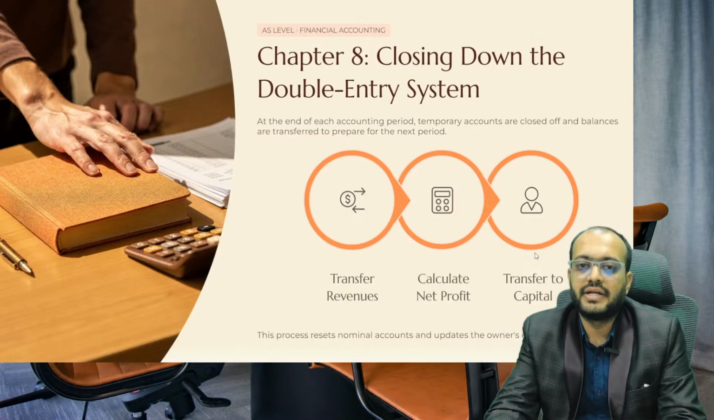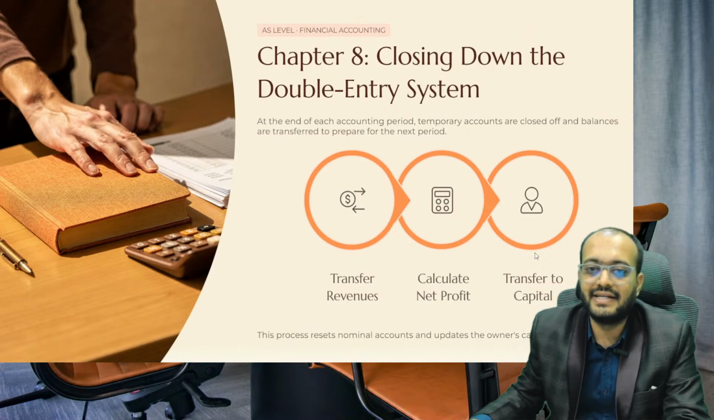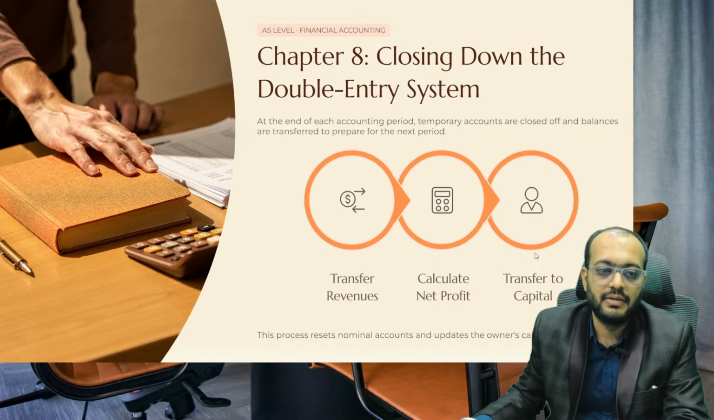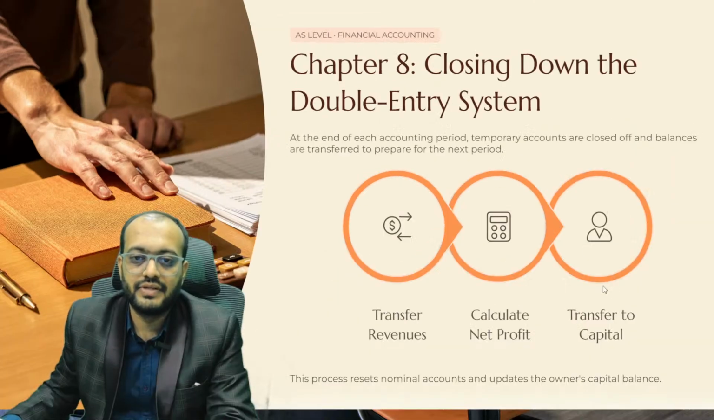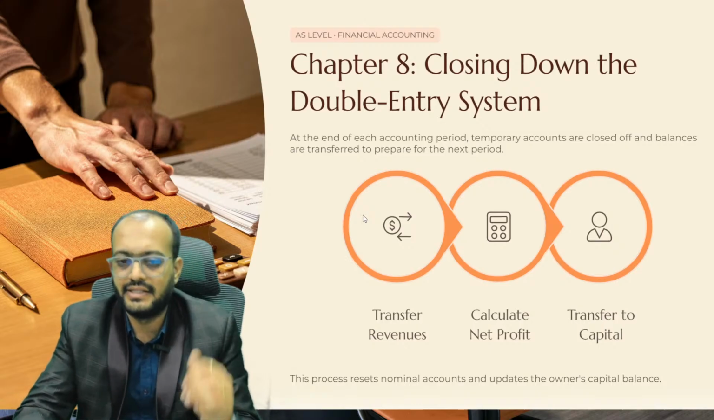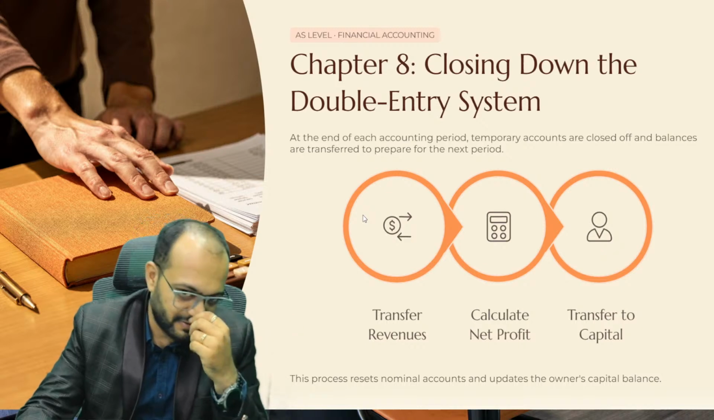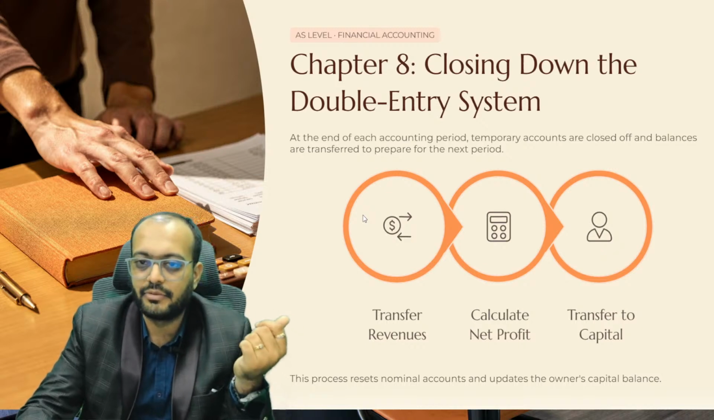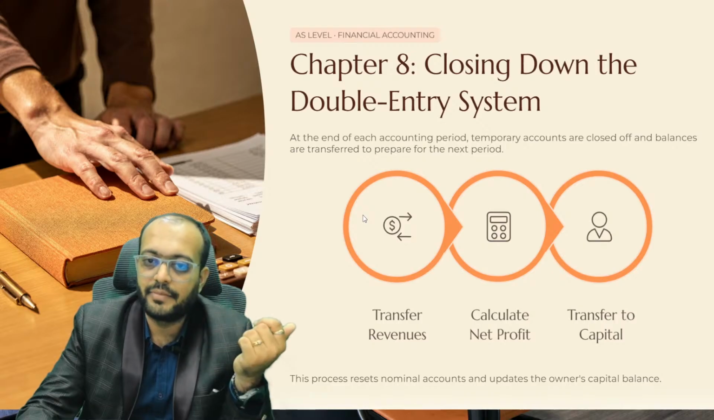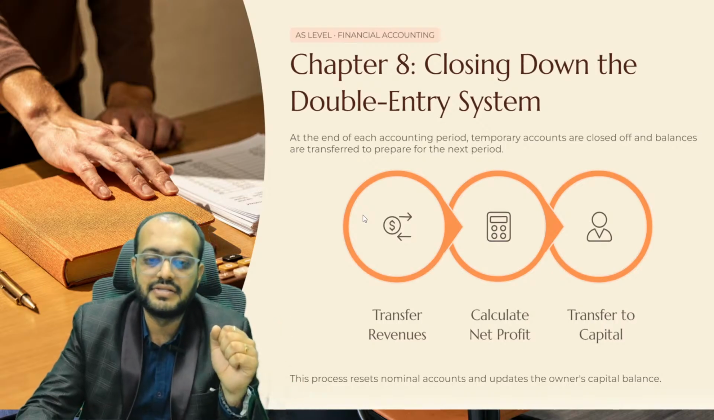Next, chapter number 8, whose name is closing down double entry system. We already saw the double entry system in earlier topics, but now here is closing down the double entry system. So we'll see what exactly closing down the double entry system is. As I told you earlier also, I'm just going to introduce the topic. You have to transfer revenue, then you have to transfer expenses, calculate the profit, and net profit will be transferred to capital. So that is the closing down of double entry.